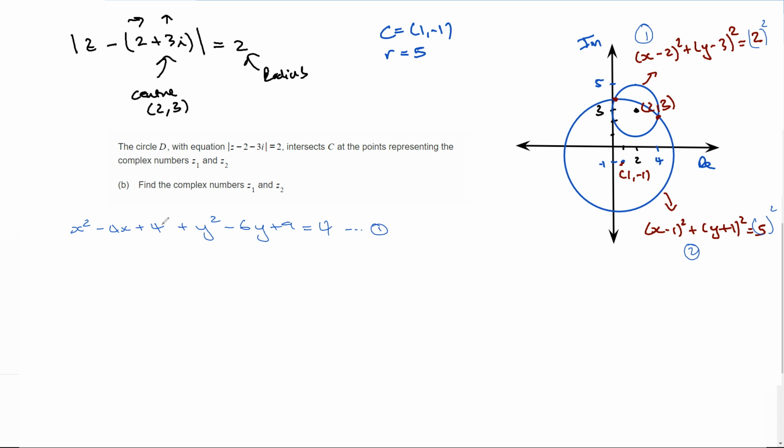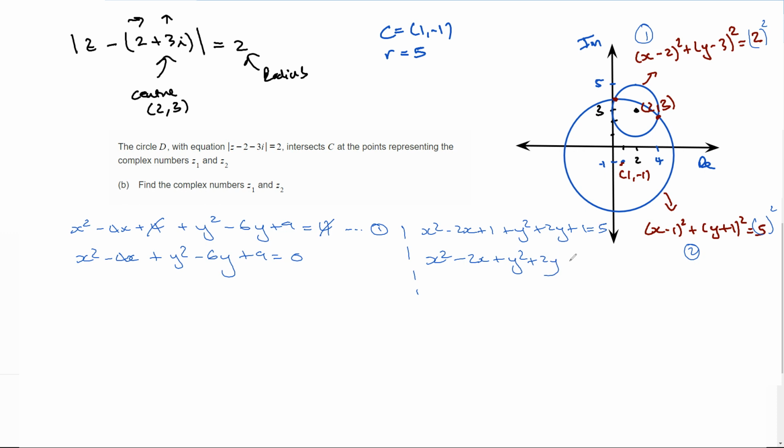I can simplify this. 4 and 4 will cancel out, and I'll be left with x squared minus 4x plus y squared minus 6y plus 9 equals 0. And now let's get the second equation. The second equation coming from here will be x squared minus 2x plus 1 plus y squared plus 2y plus 1 equals 5. And so this comes to x squared minus 2x plus y squared plus 2y, and the 1 plus 1 is 2, minus 5 becomes negative 3, equals 0.